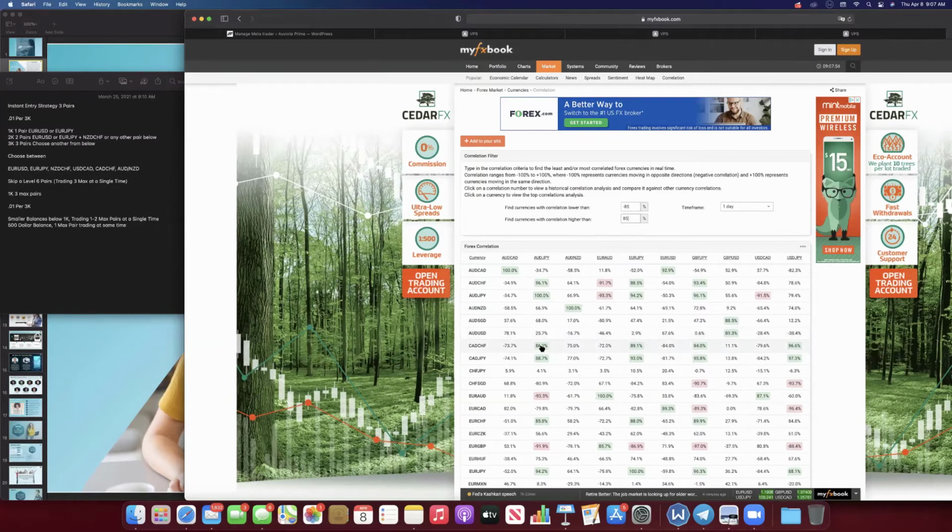CAD CHF, AJ highly correlated. EJ is highly correlated. So maybe if you were doing instant entry, you wouldn't choose to run CAD CHF and EJ at the same time. If you're using skip a level, obviously you're still running them at the same time. You're putting yourself in a bit of a risk, but you're also skipping the first level. USD JPY we're completely avoiding, and CAD CHF you can see is highly correlated with it.